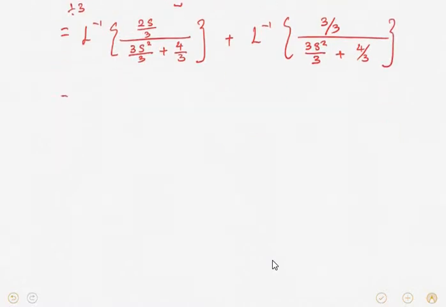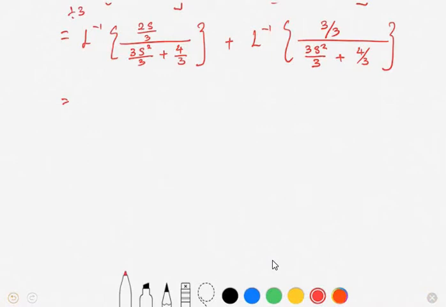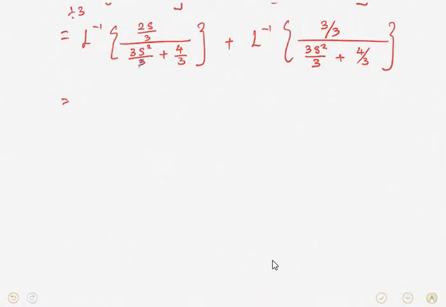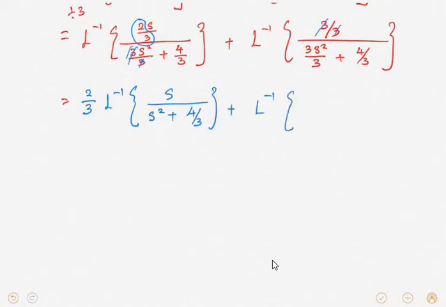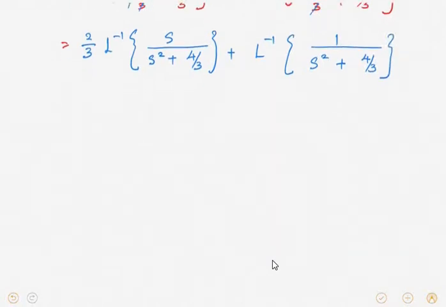Now this one is cancelled out. We have 2 over 3 as a constant, so we take out the 2 over 3, and then the inverse Laplace transform, and now we are left with s over s squared plus 4 over 3. And similar to the other side, this one cancels out, this also cancels out, so we are left with 1 over s squared plus 4 over 3. So can you guess what this is?